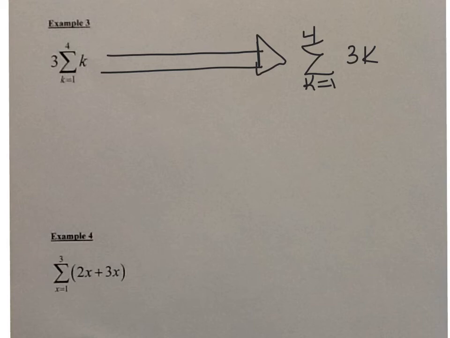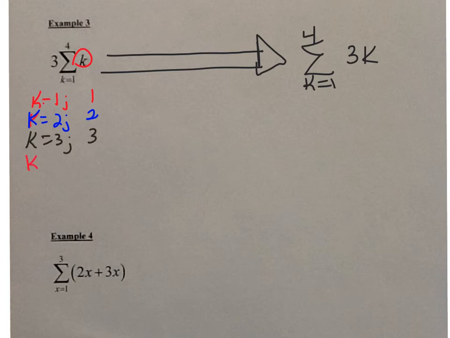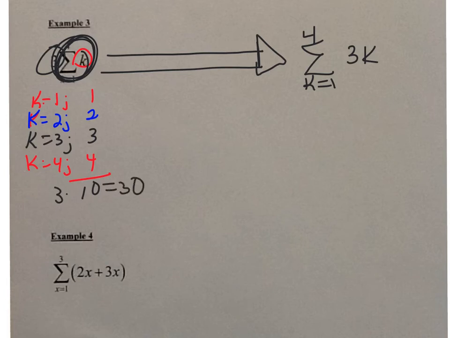All right, so let's start with the one on the left. I'm going to start with k equals 1, which is just 1 because it's just k. k equals 2, which is just 2. k equals 3, which is 3. And k equals 4, which is just 4. I add them up. So I have 4 and 3 is 7, so I get 10. Now I'm multiplying my sum, after I add them up, by 3. So multiply by 3 and I get 30.